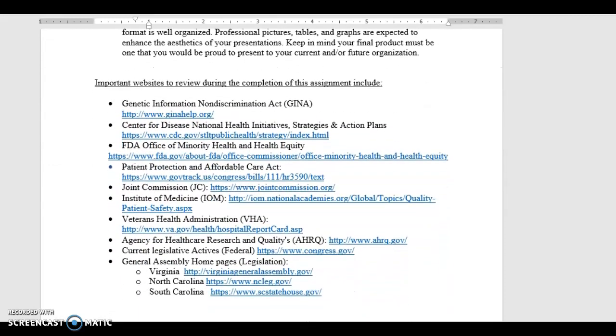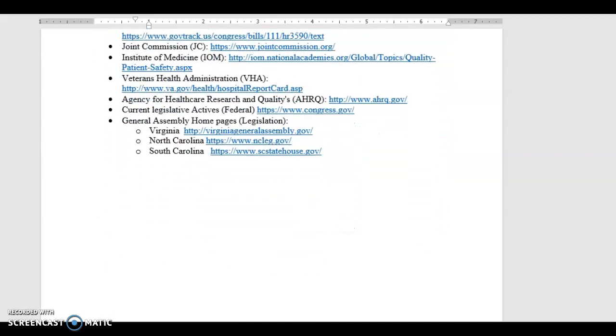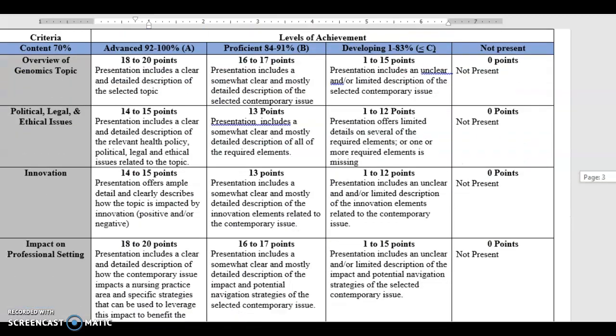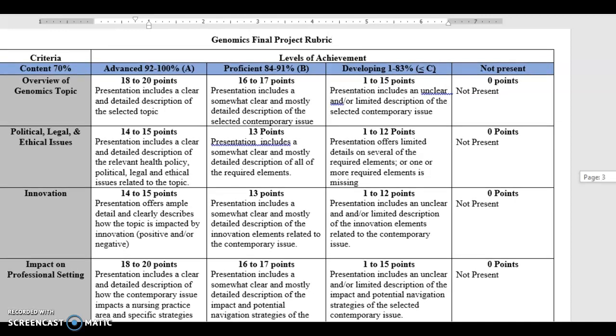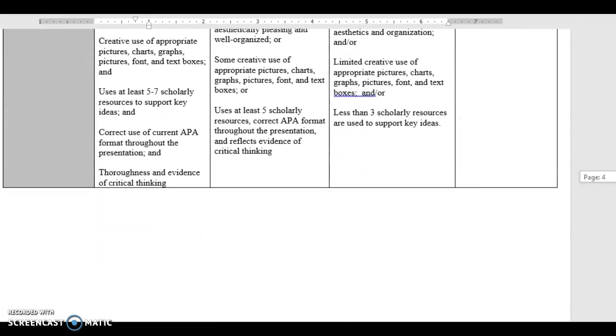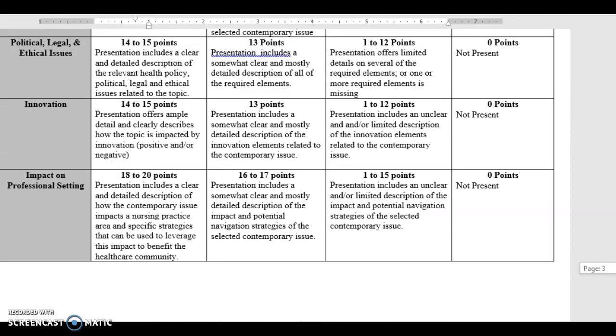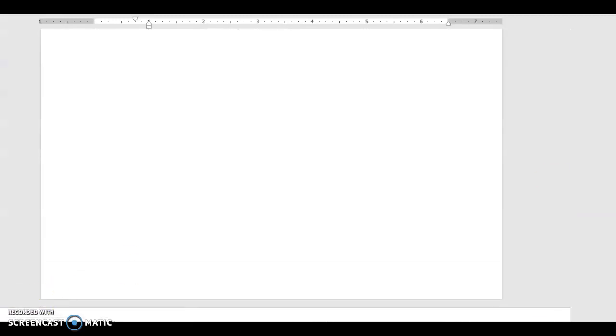So here are some important websites that you could use for information. You can use others, but those are just some recommendations for you. Here is your rubric. Please make sure that you look at the rubric before, during, and after you are making your project. We do have a strict limit of 10 to 12 minutes long. You will get points taken off if you don't get 10 minutes but have way more than 12 minutes. So I hope that helps in that area.